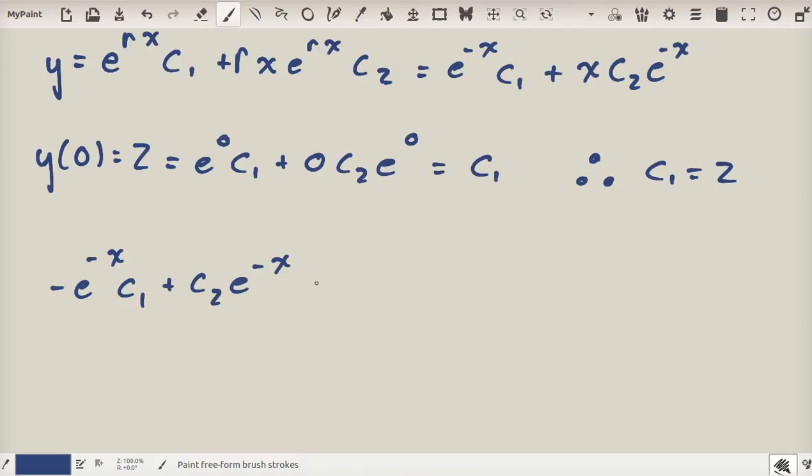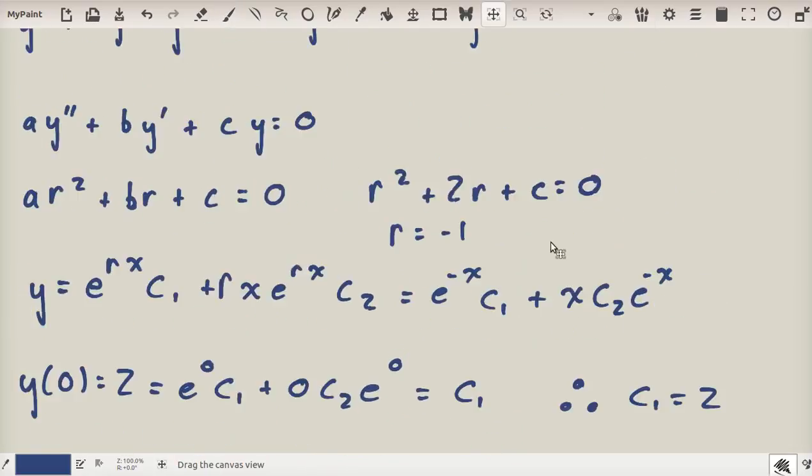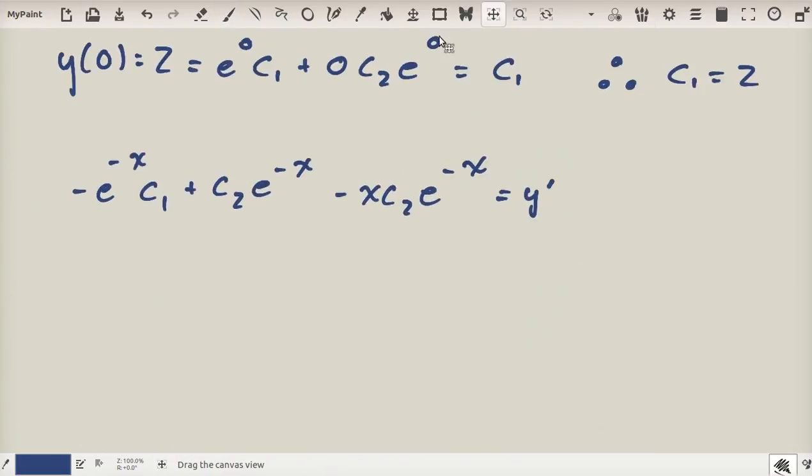But then we're dealing with a product rule. So let's just take the derivative of the first times the second. So we've got the derivative of the first, so 1 times this function. And then we're going to take x times the derivative of the second function, which is just negative x c2 e to the negative x equals y prime.